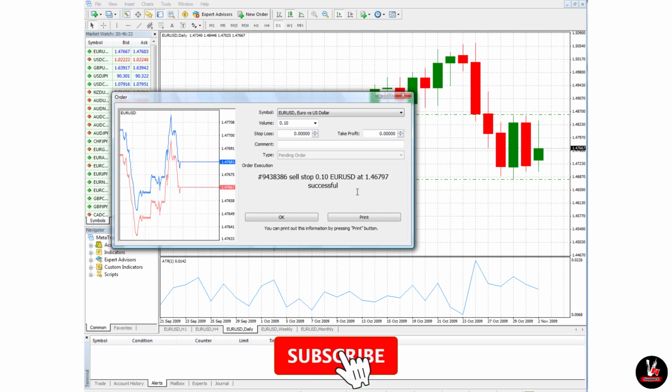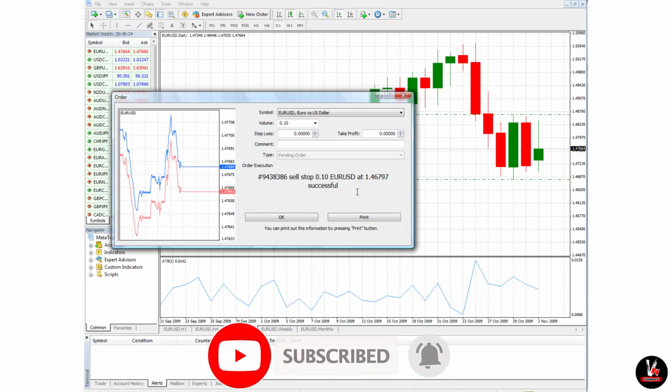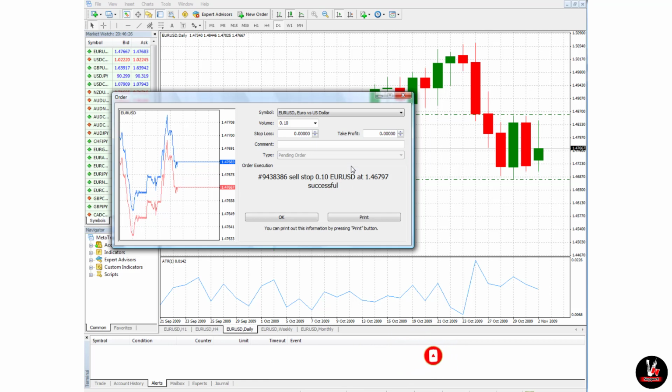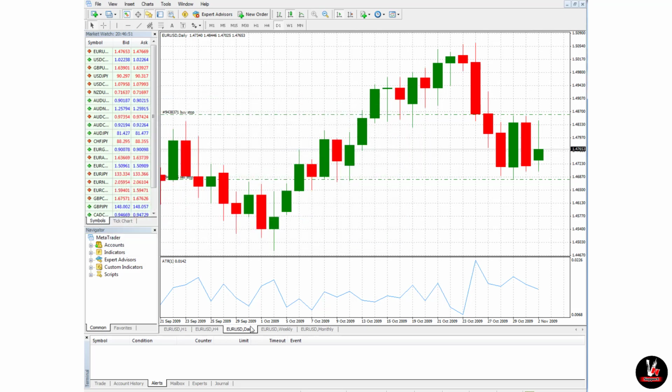All right, so let's put a comment in here. Let's call it breakout of inside bar high. And last, let's call it breakout of inside bar low. Not sure if they'll let us.